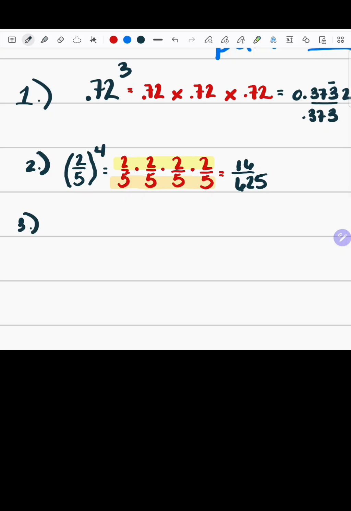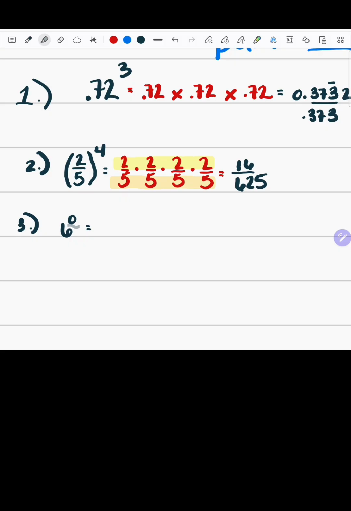All right, the third example. What happens when you have an exponential expression, let's say 6, raised to the 0 power? Now, some people think that just means 6. It does not, because the exponent, or the power right here, tells you how many times to multiply this base here. And if it was a 1, then you would just write it one time, but that's a 0.